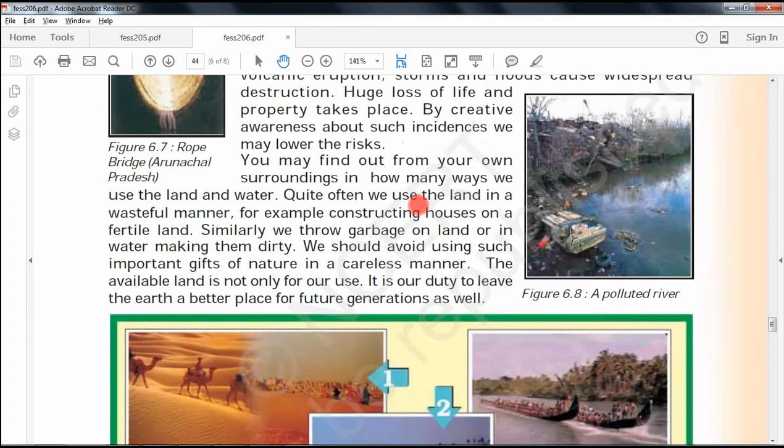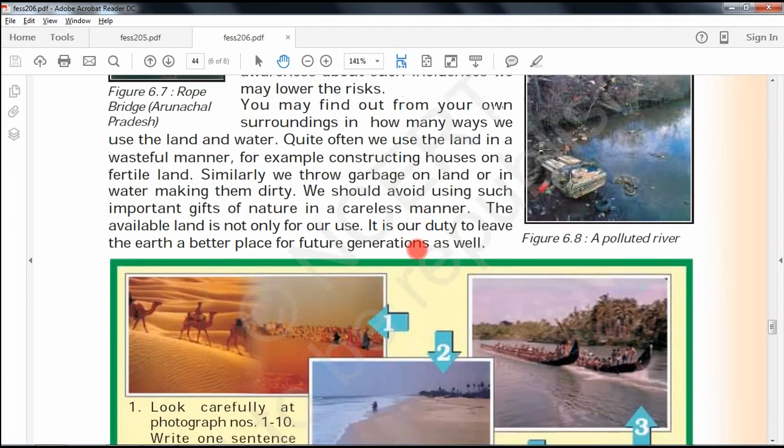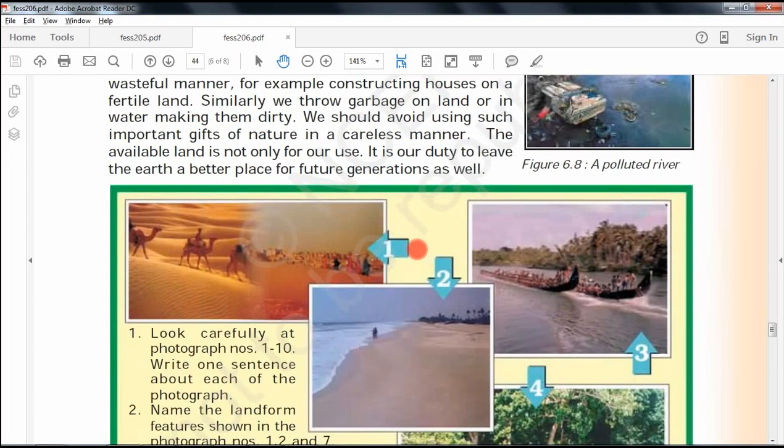Actually, to avoid such kinds of losses and disasters in the landforms, we should get used to such kinds of events by spreading the information among the people, and constructing mechanisms to avoid such disasters. We should not pollute these resources, these landforms, like throwing garbage on land or making the water dirty. So we can use those gifts of nature very carefully. It is our duty to leave our earth a better place for future generations as well.